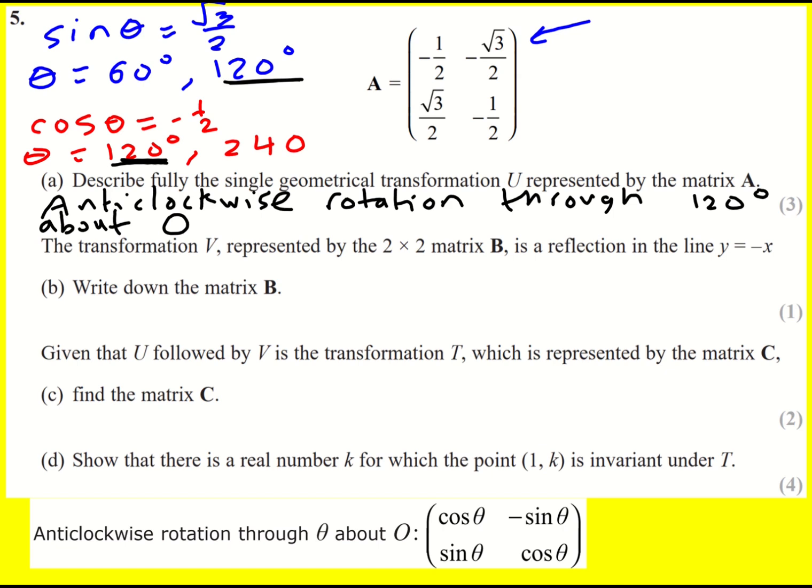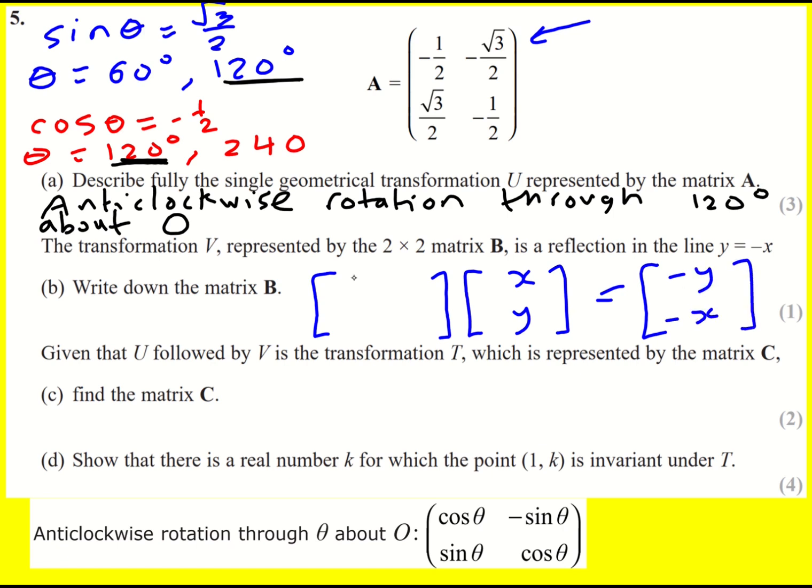Next up, we're told that V represents a 2 by 2 matrix B. It's a reflection in the line y equals minus x. Write down the matrix B. We might have learned these by now, but if not, you can figure it out. Because if we apply it to x, y, then x is going to become minus y, and y is going to become minus x. So we can just figure it out from there.